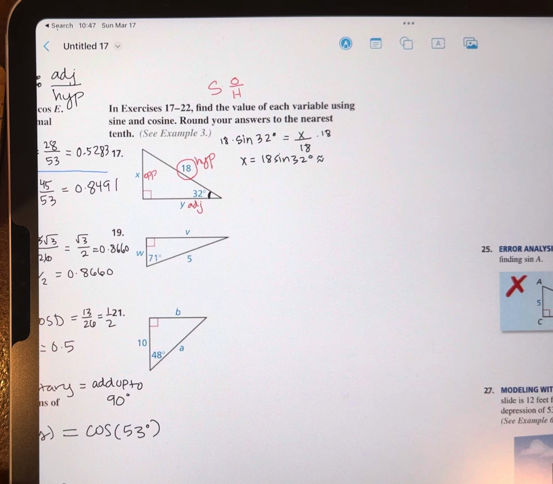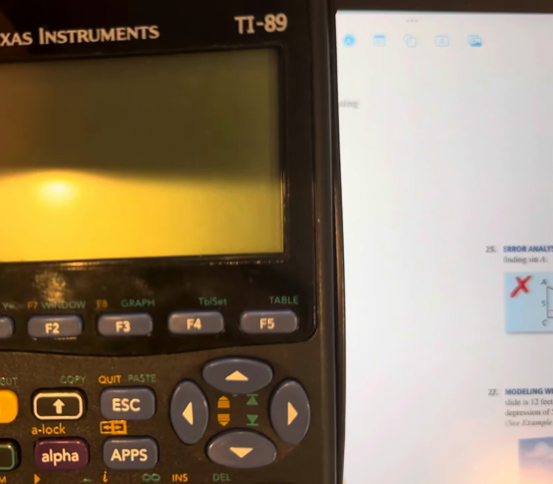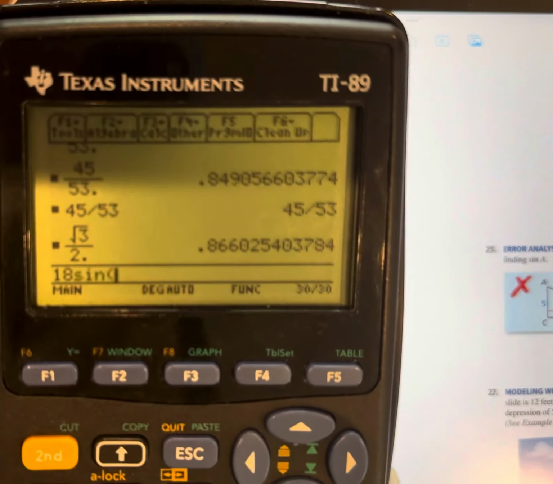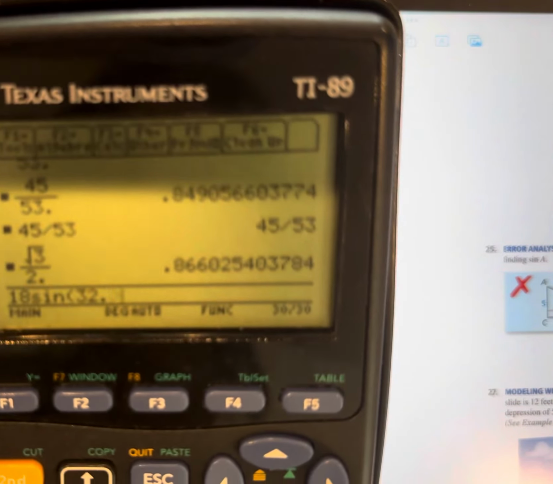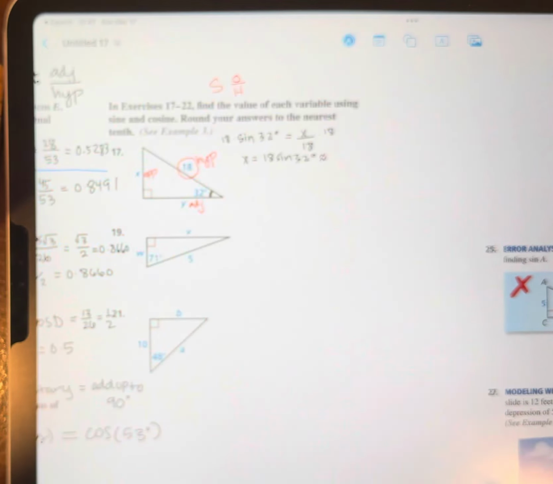But if we wanted to round to the nearest tenth, we would go to our calculator and we would type in 18 sine of 32. Learn what it takes to do this on your calculator, and ask me in class for help if you don't know how to use your calculator. 9.5.